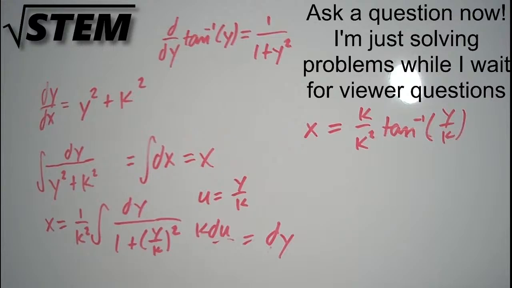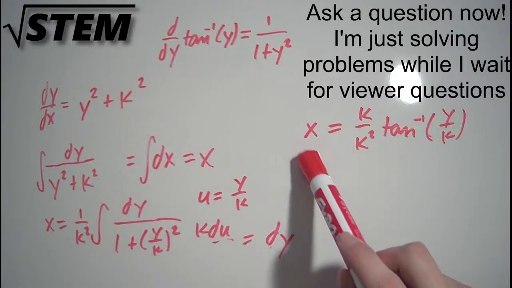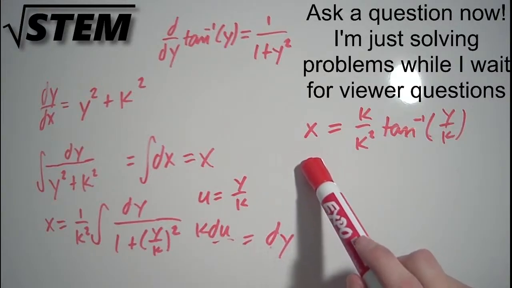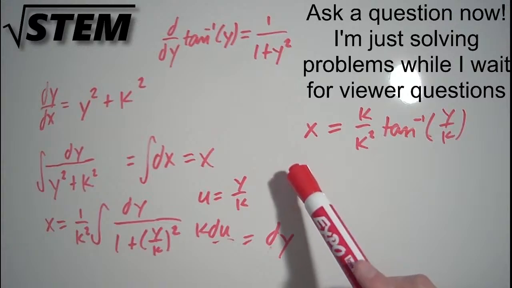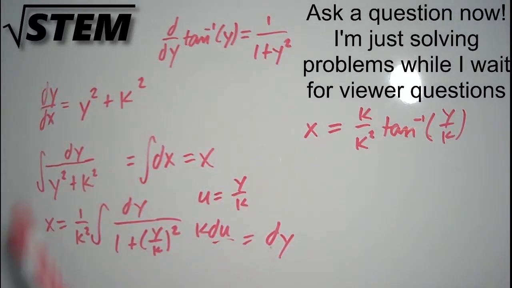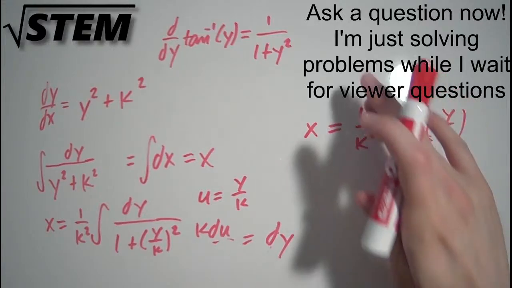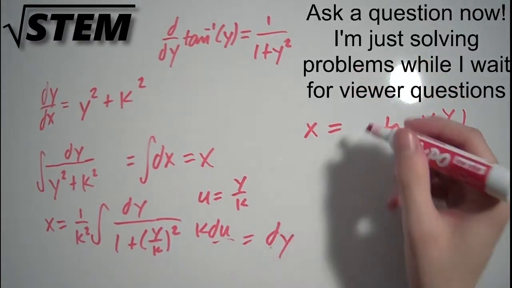Okay, but we don't want to solve for x because that's our independent variable. We want to solve for y since that is our function. So let's go ahead and cancel out one of those k's.